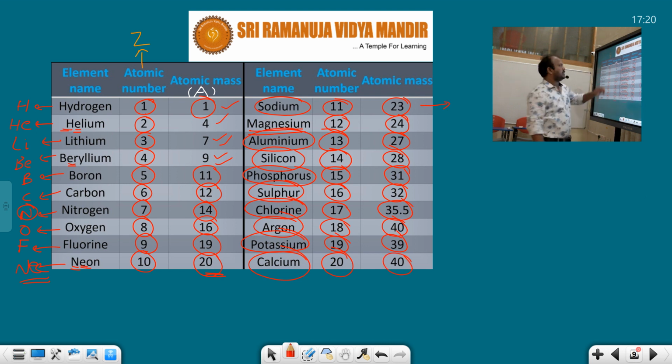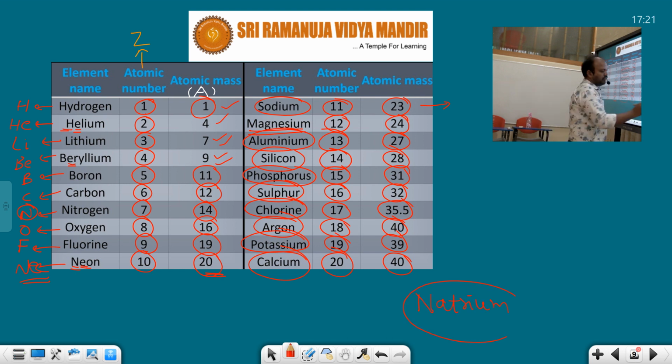Sodium symbol: in the case of sodium, the first letter is S, the second letter is O, so maybe the symbol would be S or SO, but it is derived from the Latin word natrium. In natrium, the first letter is N, but N alone is considered nitrogen. That's why you should focus on the second letter: Na. Na stands for natrium. The English name is sodium, and the non-English name is natrium, which is derived from the Latin word.